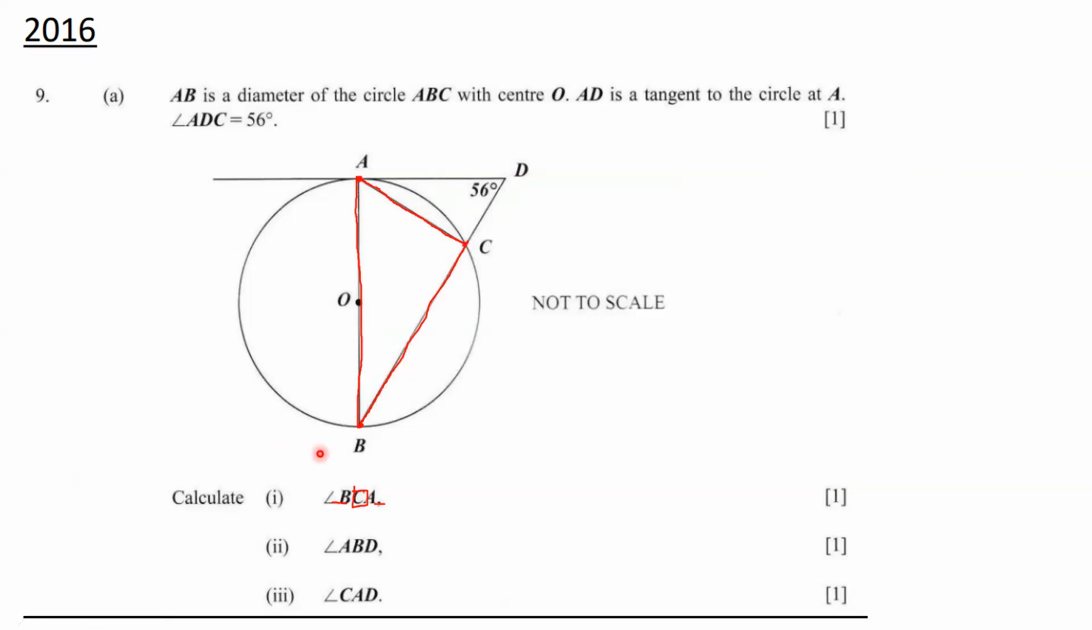Okay, so what do we have? It says, what we're trying to find? We're trying to find out what is angle C. And so angle C is going to be equal to what? Angle C is going to be equal to this one, the interior angle right there.